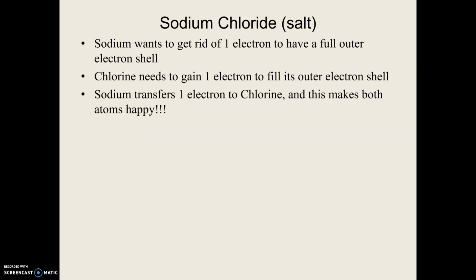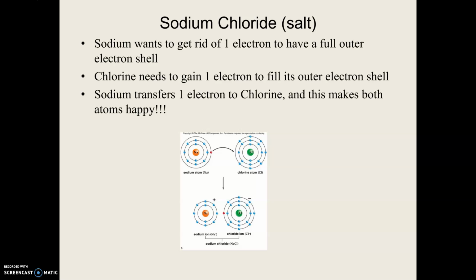So let's take a look at sodium chloride. So sodium wants to get rid of one electron. So you can see here he has one electron in the outermost orbit. It wants to get rid of it so that the orbit underneath is full. So chlorine, okay, needs one to be happy, so it picks up that electron from sodium and now it becomes full.